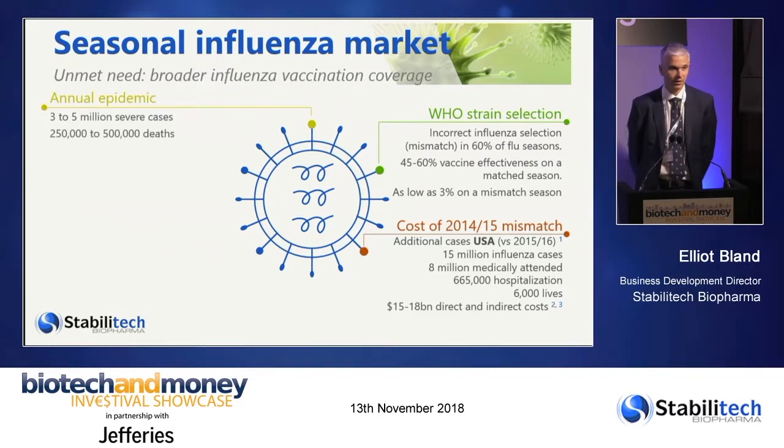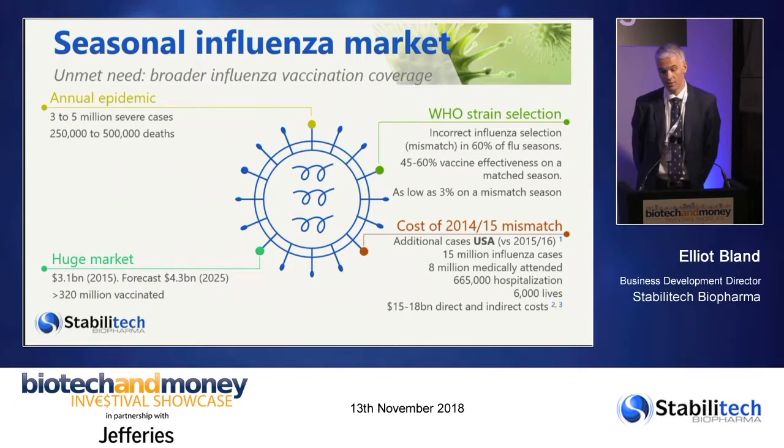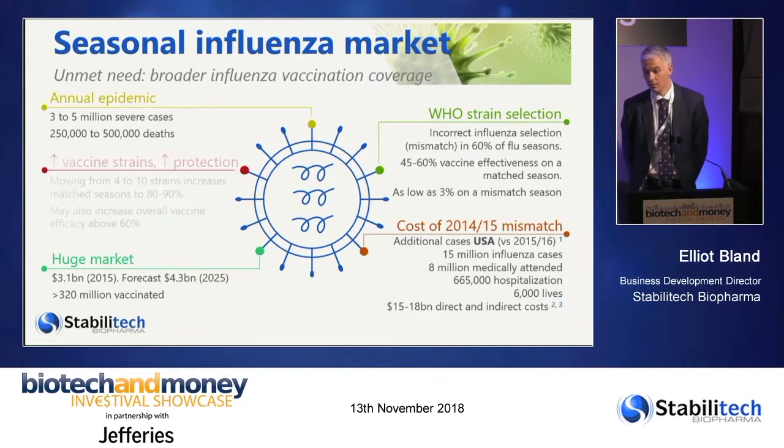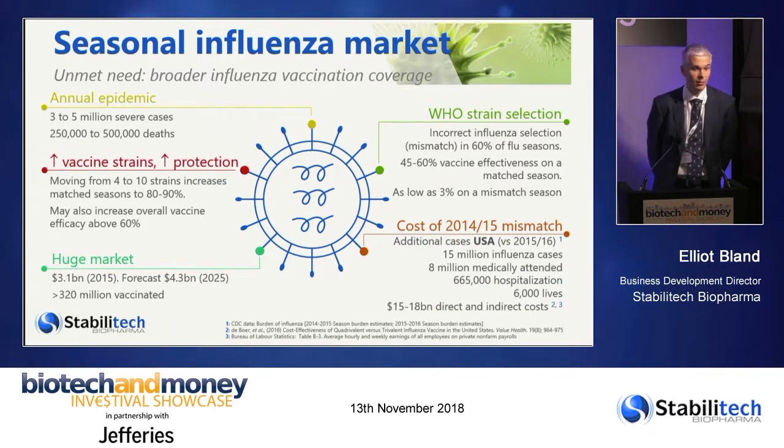Flu is not going away. This will be a continual story every year until it's solved. It's an annual epidemic. The market is huge. It's forecast to grow to 4.3 billion by 2025. Over 300 million are vaccinated, and the market has already displayed a propensity to accept the principle of more vaccine strains gives better protection because it readily adopted the quadrivalent vaccine, the 4-strain vaccine, over the 3-strain vaccine.